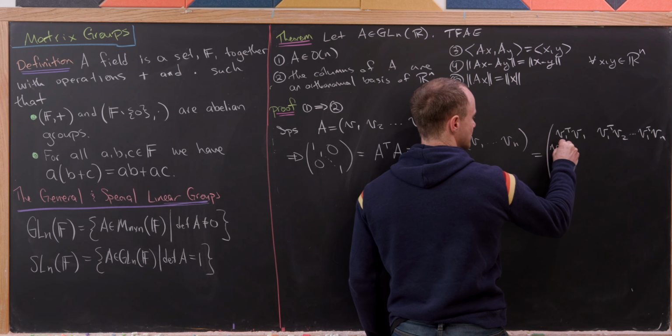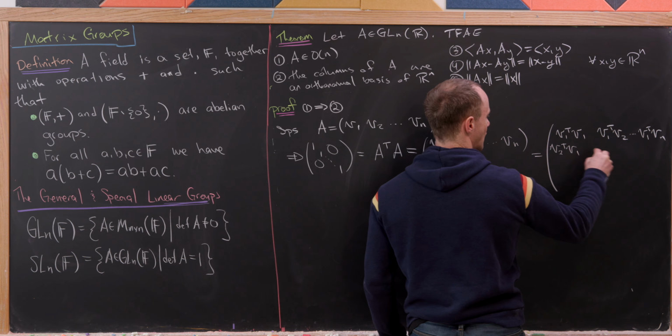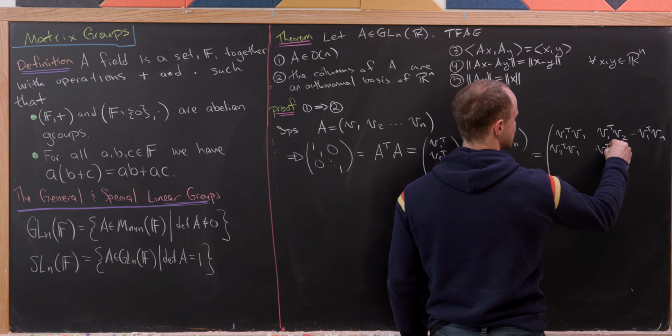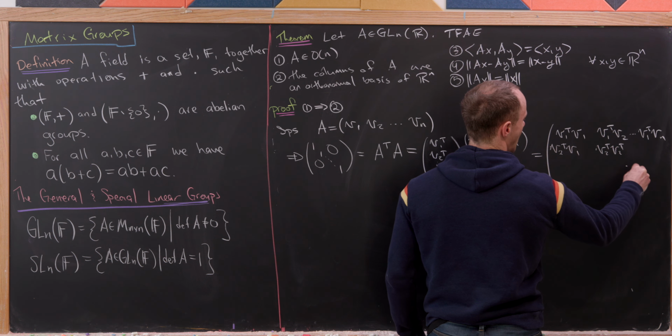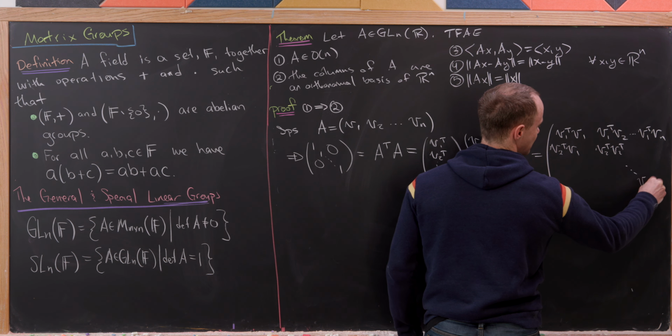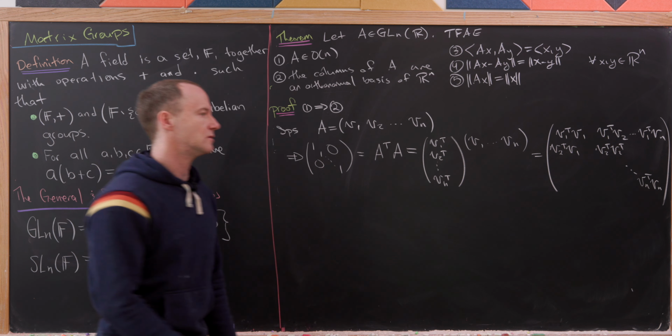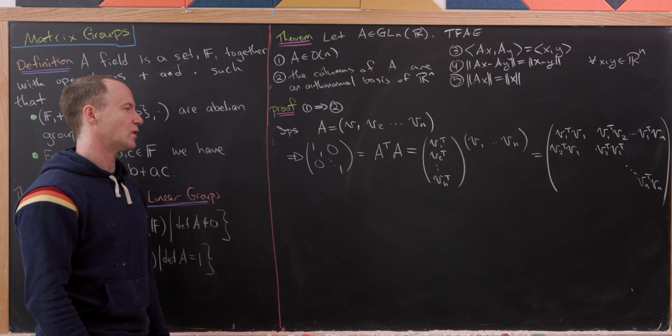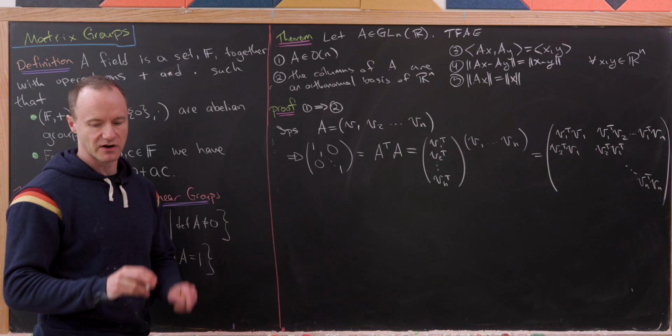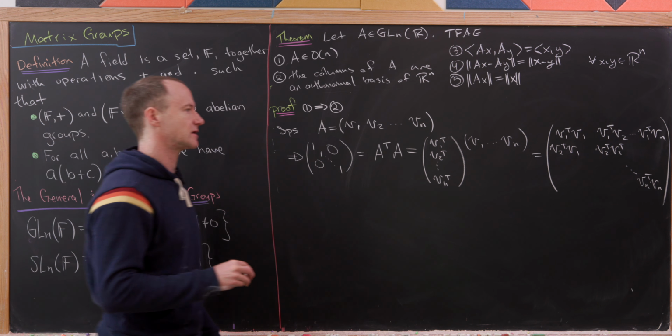Then our second row starts v2 transpose v1. The next one is v2 transpose v2. All the way down here, we've got vn transpose vn. Okay, cool. So you can fill in some of the more details if you want to, but I don't think it's strictly necessary here. I think the pattern is pretty clear.